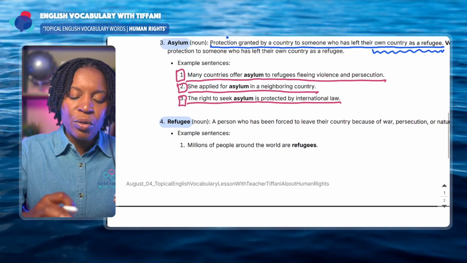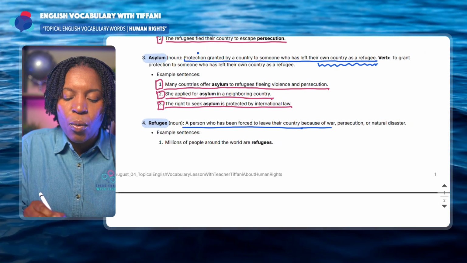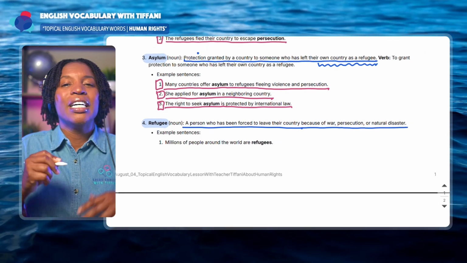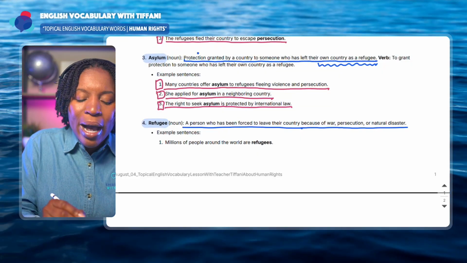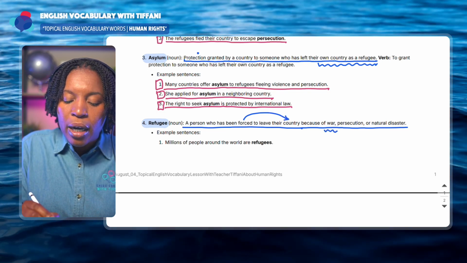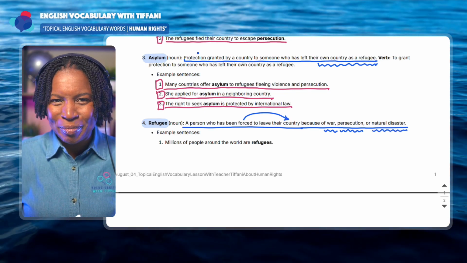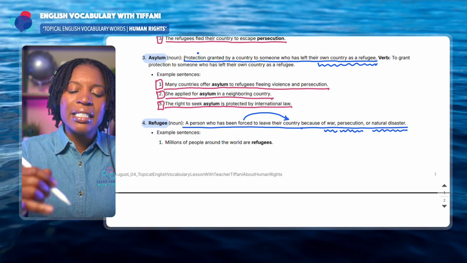Now, what is a refugee? A refugee is literally a person who has been forced to leave their country because of war, persecution, or natural disaster. In other words, a refugee is someone who is seeking asylum. You got that right? Yes, our third vocabulary word was asylum. And a refugee, our fourth vocabulary word, now refers to an individual seeking asylum, an individual who has been forced to leave their country because of war, persecution, or natural disaster.